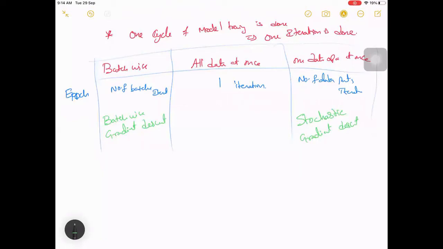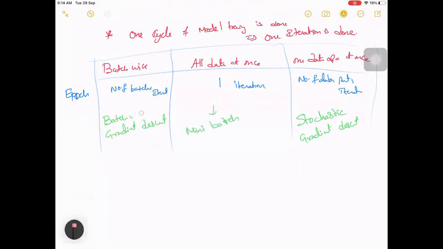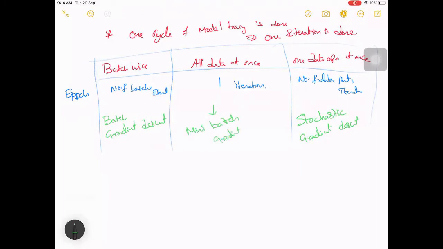So this will come under mini batch gradient descent. Actually, there is no difference between batch wise and mini batch. It's just batch gradient descent, it seems, and mini batch gradient descent. Mini batch gradient descent is something like your number of batches is one. Number of batches is one. Here you can also say this one is also mini batch, saying one data point at a time. Here batch size is one.